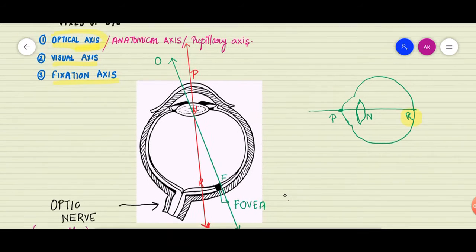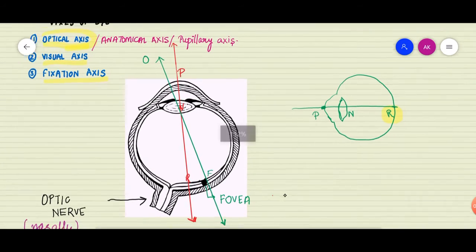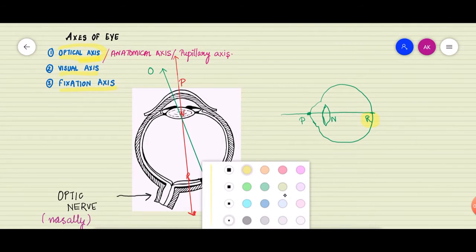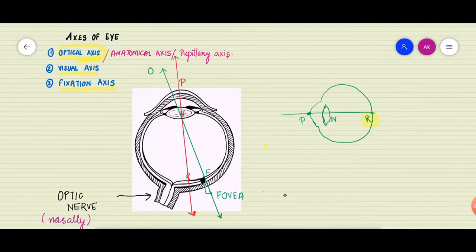Let us see this on the diagram over here. If we draw a line, the red line over here, which is passing through the center of the cornea P, passing through the nodal point of the eye N, that is center of the lens, and then going on to the retina at a point R, and this point R is nasal to the fovea. Such an axis is called the optical axis, also the anatomical axis, and since it is passing through the center of the pupil, it is also called the pupillary axis.